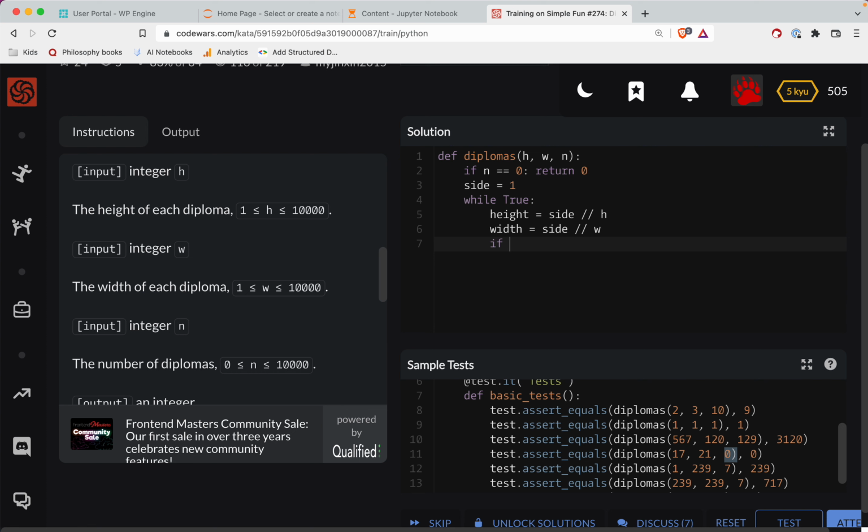So if height times width is greater than or equal to n, then we will return the side. Otherwise, we will increment the side. So I think this might work.